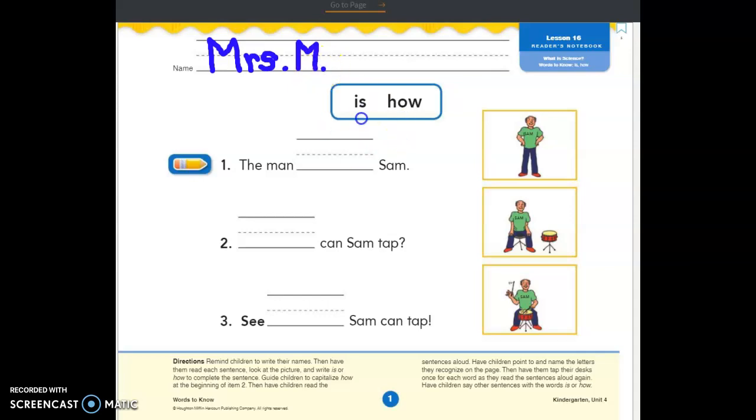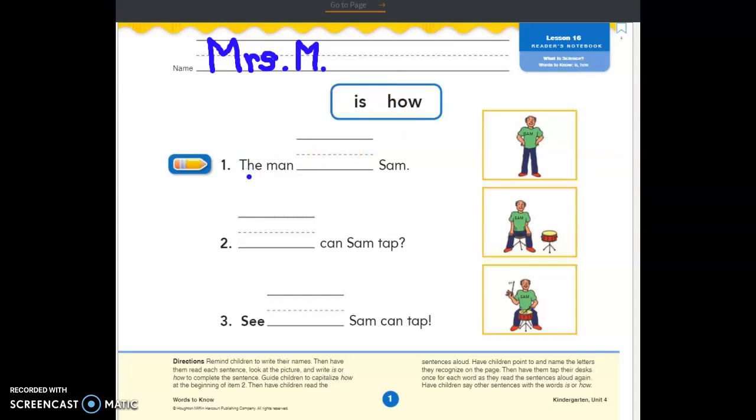All right, we're going to be working with the words is and how today. Is and how. So now that we are learning them this week, every time we see these 2 words, we will always know what they say, how to read them, and how to write them, right? So let's begin. We're going to read each sentence and fill in the missing word with one of these words in the box. So let's start reading.